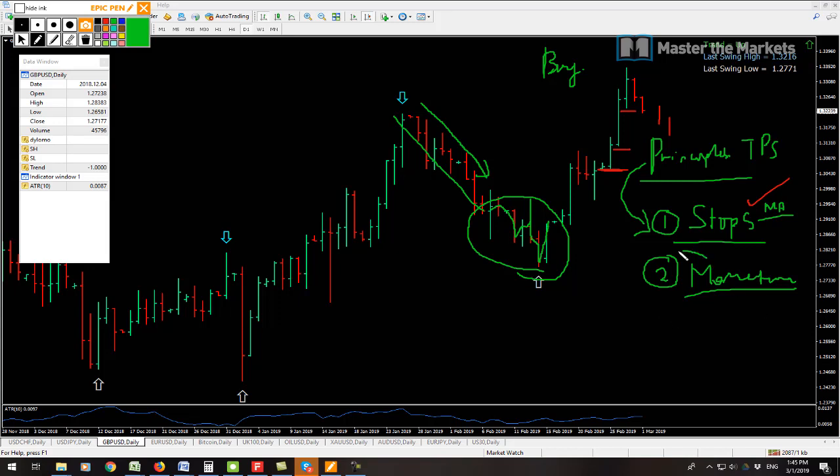Of course, if you want to quantify the equation of momentum, I would recommend looking at Perry Kaufman's book on trading systems and methods, where the momentum equation is given and quantified.